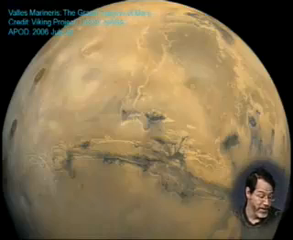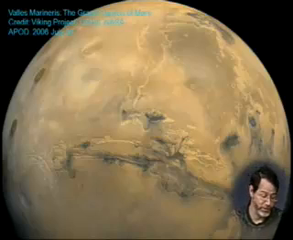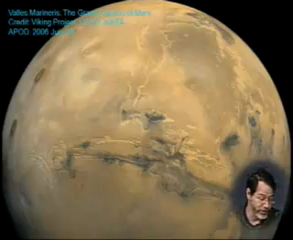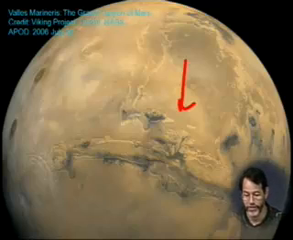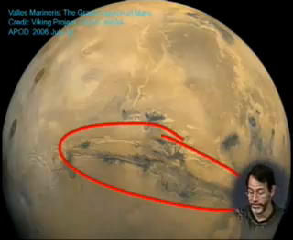By comparison, the Earth's Grand Canyon in Arizona, USA, is only 800 kilometers long, as opposed to 3,000. The Grand Canyon of Earth is 30 kilometers across, as opposed to 600 kilometers for this feature. And the Grand Canyon of Earth goes as deep as 1.8 kilometers, as opposed to 8 kilometers for Valles Marineris. So it is a very impressive feature.